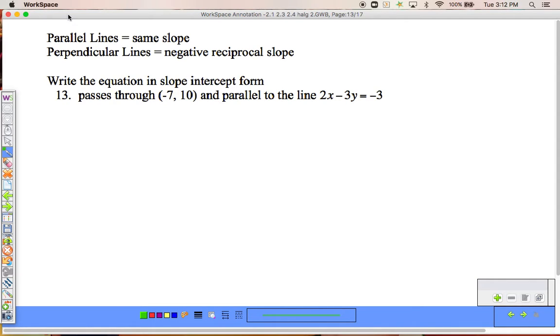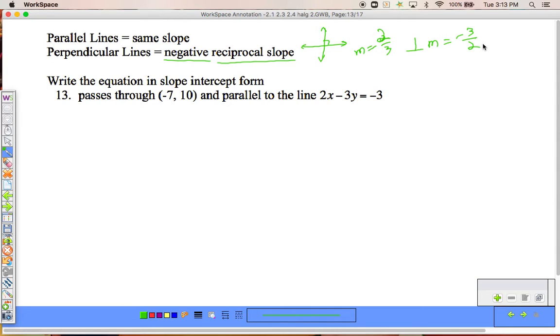Perpendicular lines are two lines that intersect each other and form a right angle. We're going to say that perpendicular lines have the negative reciprocal slope. So if my original slope was 2/3, my perpendicular slope is going to be -3/2. So I'm going to flip the fraction over and change the sign. Negative reciprocals, flip the fraction, change the sign.